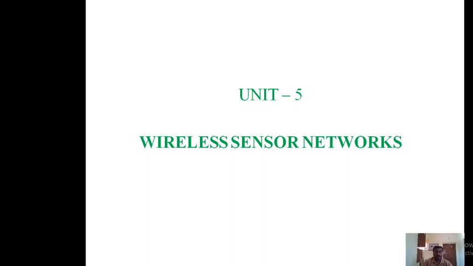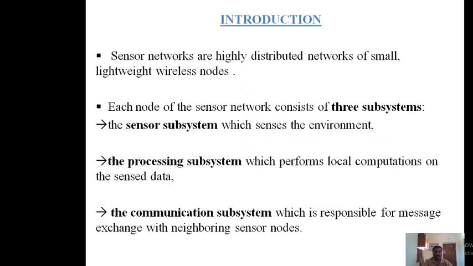According to our syllabus, we are in the fifth unit, and the fifth unit is wireless sensor networks. In this unit, we already completed two chapters, two concepts. Before entering into the third concept, we will discuss a small revision of those two concepts. Those two concepts are, first, the introduction concept, and second, sensor network architecture.